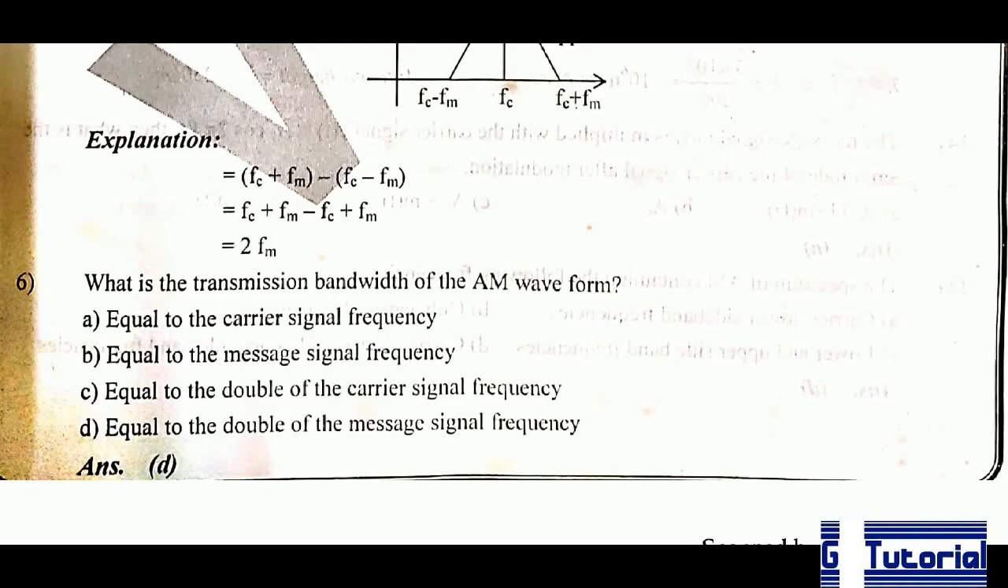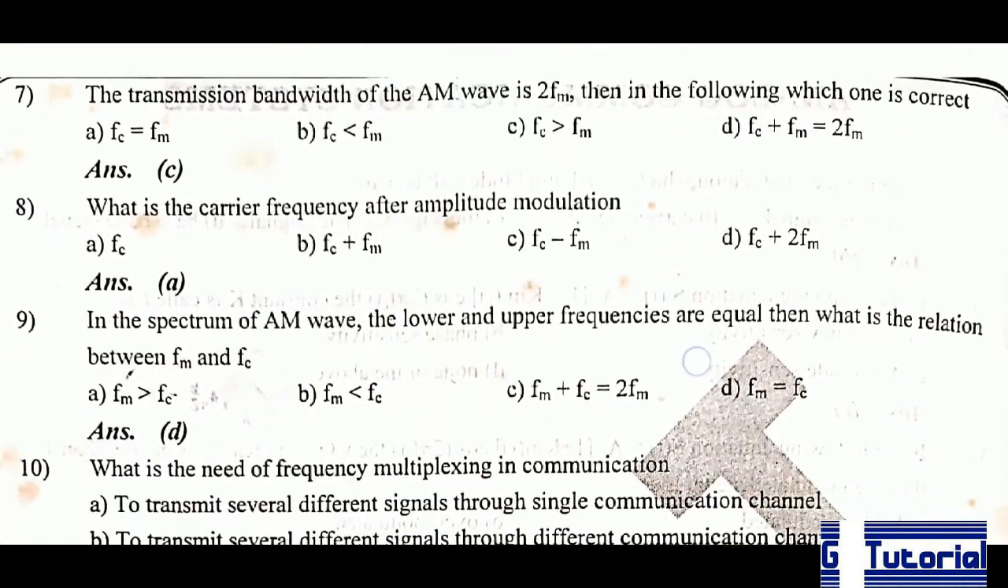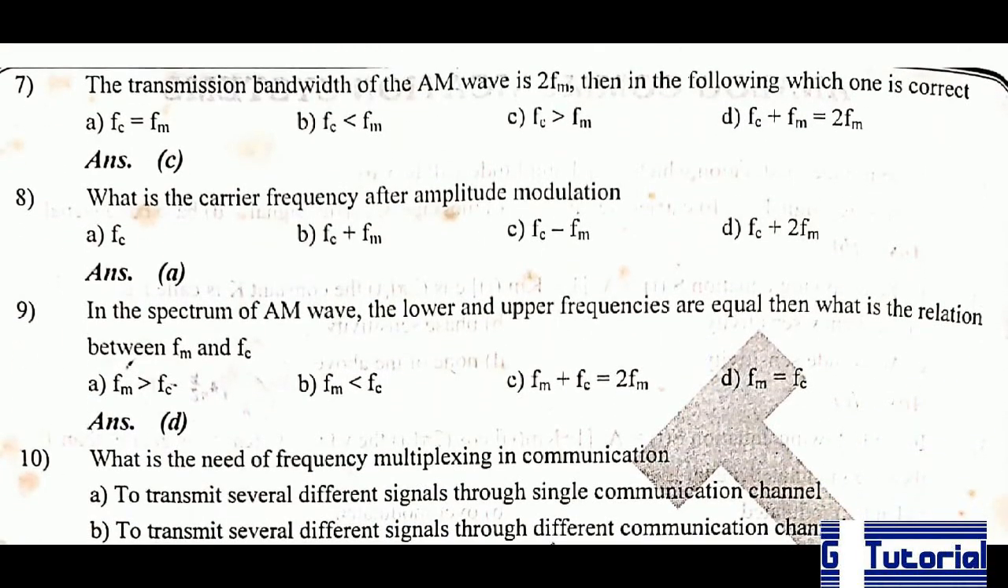Now let us move on to the next question. The transmission bandwidth of AM wave is 2Fm. Which of the following is then correct? The correct is option C, that is Fc should be greater than Fm. If transmission bandwidth is twice the message signal frequency, then carrier frequency should always be greater than the message signal frequency.